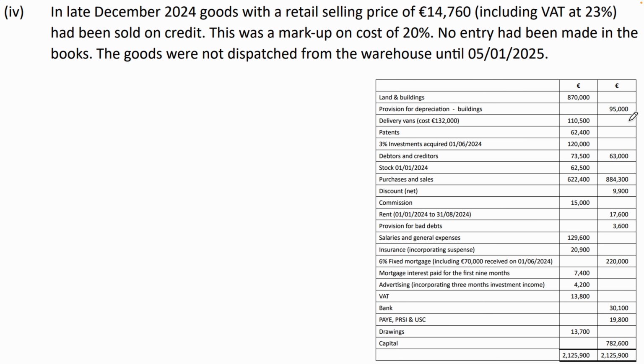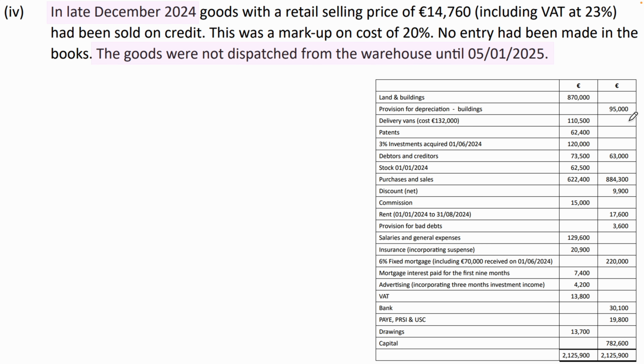Okay, we are now on to note 4, and this was a really challenging one for students. So let's take a read. So it says, in late December 2024, goods with a retail selling price of 14,760 euro, including VAT at 23%, has been sold on credit. This was a markup on cost of 20%. No entry had been made in the books. The goods were not dispatched from the warehouse until the 5th of the 1st, 2025. Okay, so very challenging here, I think, for students.